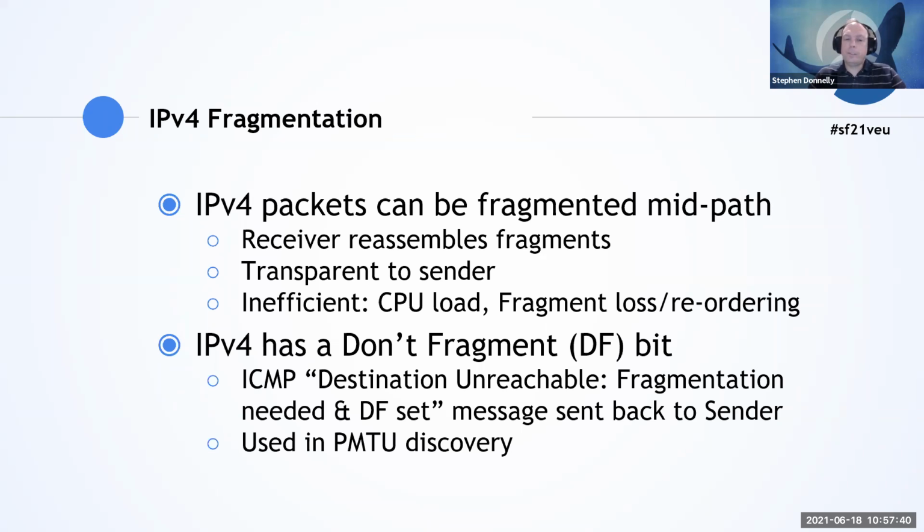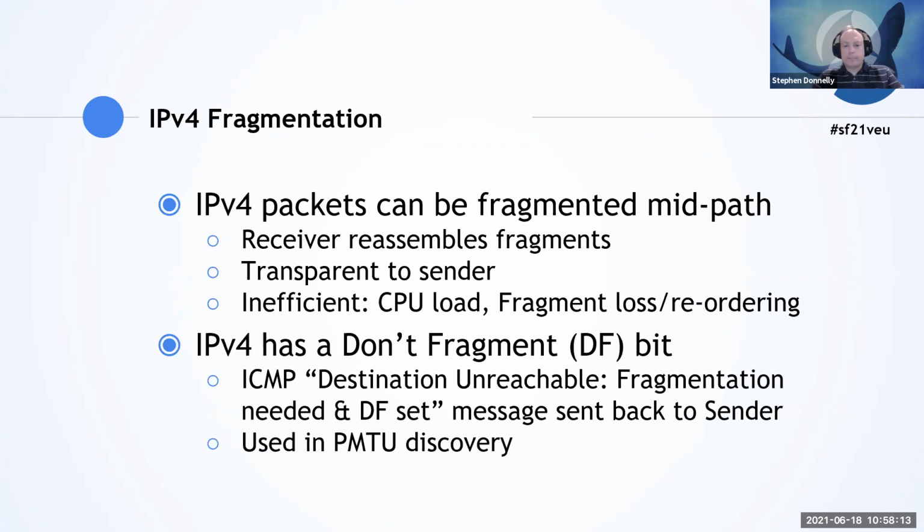However, this is usually considered inefficient. It loads up the CPUs on the routers, and it also has a higher resource requirement on the receiver, so it has to reassemble the fragments. And the individual fragments can be lost or can get out of order. So if a fragment is lost, then the sender will not get an acknowledgement for it, and the sender will have to resend the entire original packet again. The packet will hit the same router and get refragmented again, and so on. So it's quite inefficient. To prevent that inefficiency, IPv4 has a don't fragment bit.